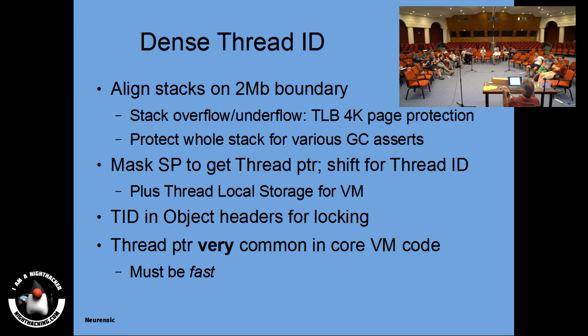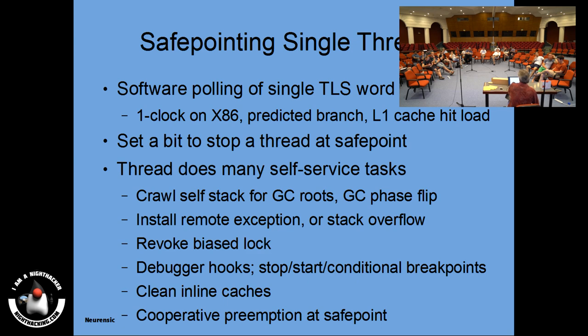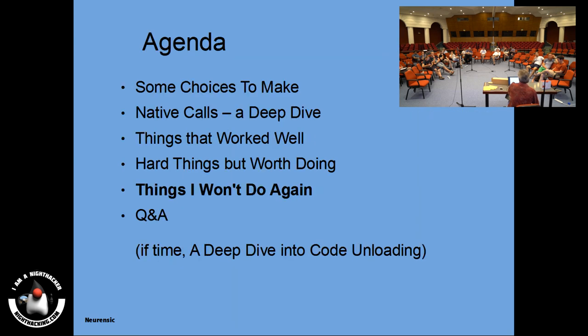Once you have that, you can do a whole lot of other stuff, including stack overflow handling, using the TLB to mask the edges of the stack conveniently, and lots of fun things with protecting the whole stack for GC asserts. Thread IDs, which are the stack pointer shifted right by a few bits, give you a cheap small thread ID, which you can then put in object headers for locking and get some bits back in your object header. Common stuff like that. Safepointing single threads, I think I beat on already.